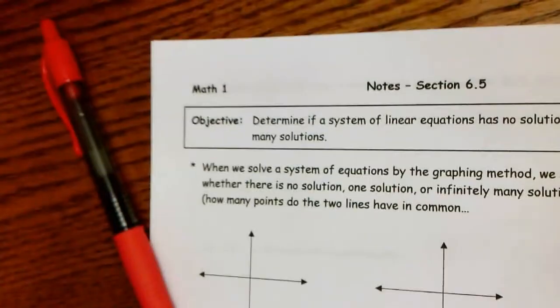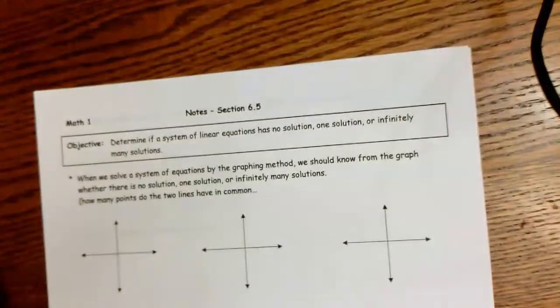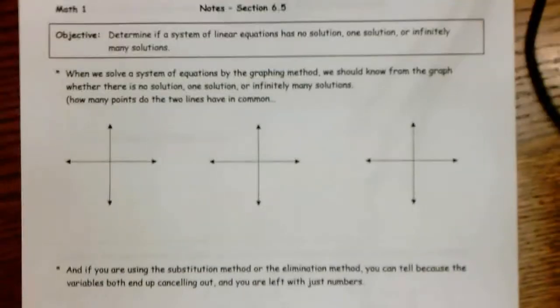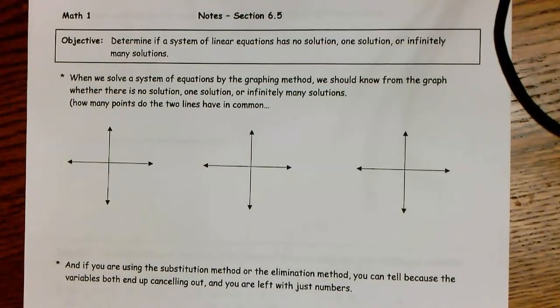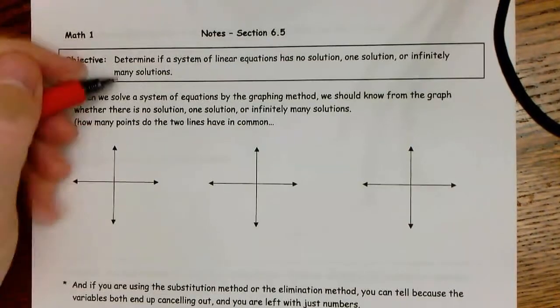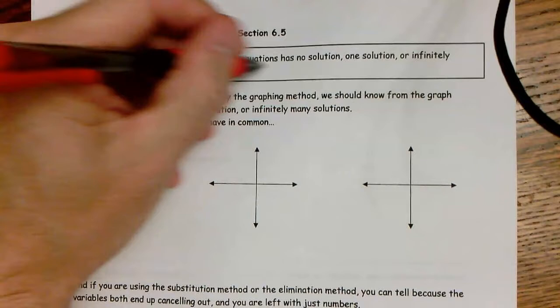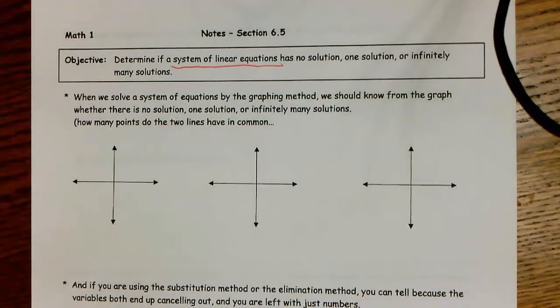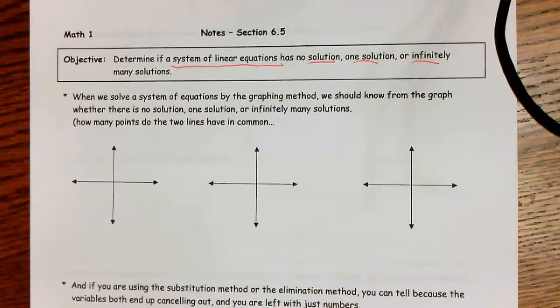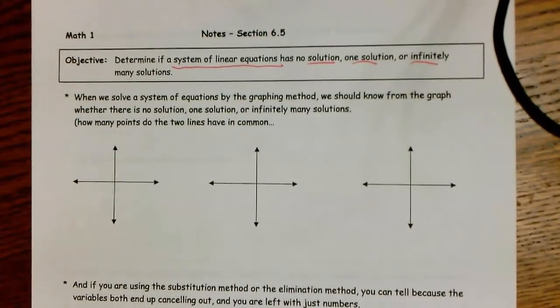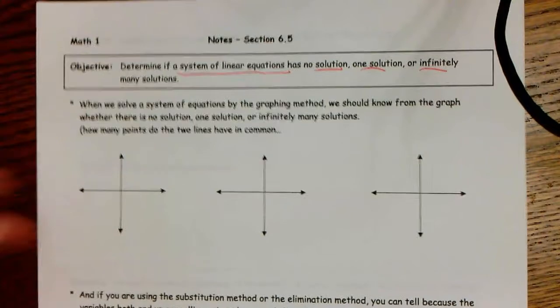So this is going to be notes for section 6.5. Okay. So the goal here is to determine if a system of linear equations has one of three things, right? No solution, one solution, or infinitely many solutions. And let's get to it.